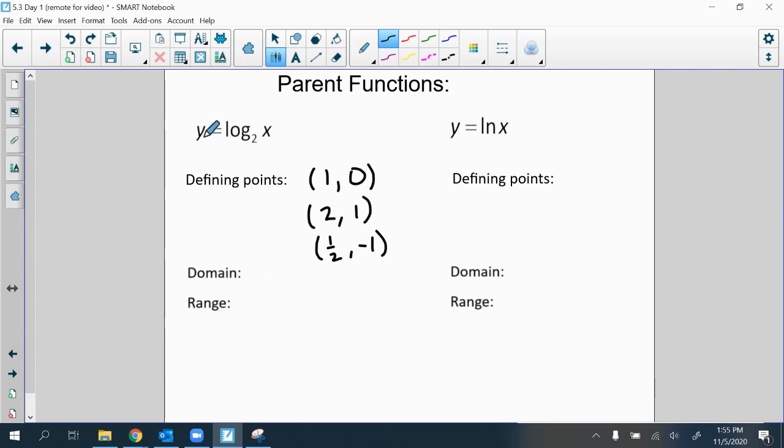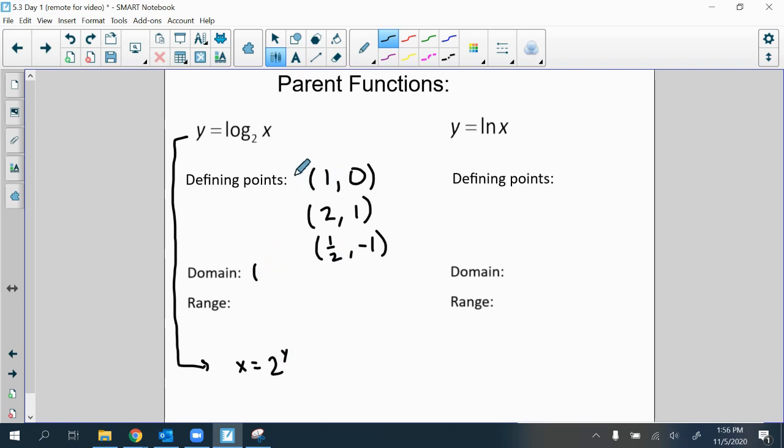That's because if we remember, the log is basically the inverse operation of the exponential function. So if I take this equation and I rewrite it, I could rewrite it as x equals 2 to the y. So this is the inverse function. Logs are the inverse function of the exponential function.